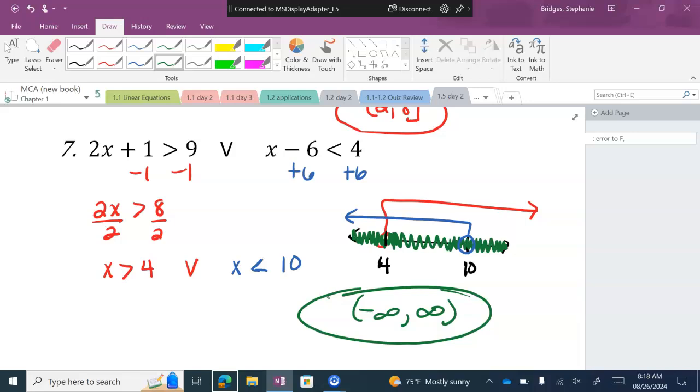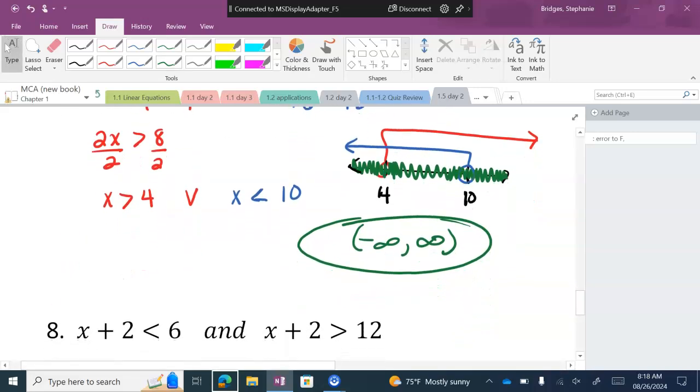All right, I got one more. It's at the bottom there if you want to go ahead and get started on it. And you'll notice I switched it to the word instead of the symbol. I will do that. I will put symbols sometimes. I will put words other times. So we want to go ahead and work on number 8.